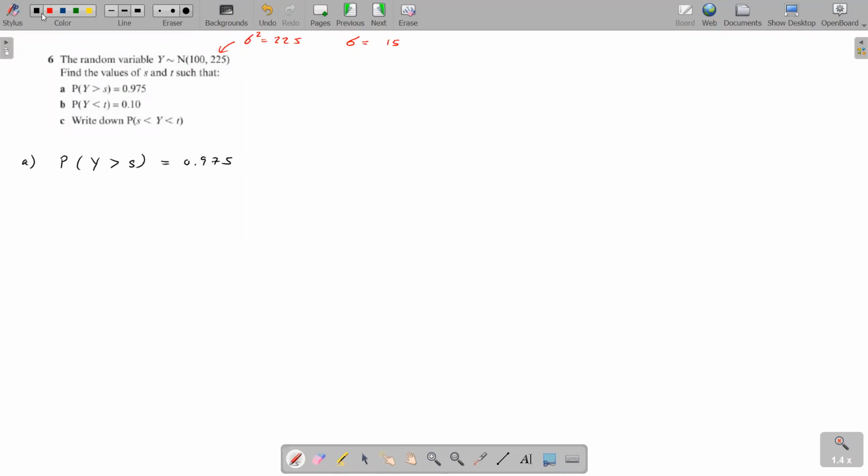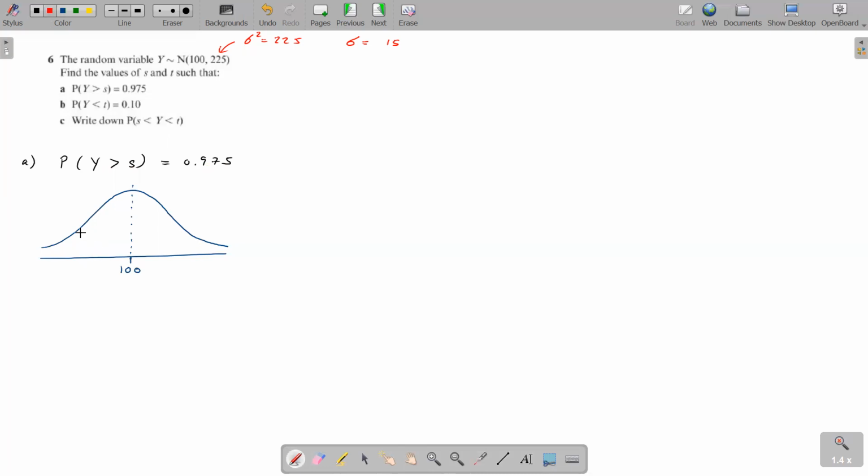Shall we mark this on the diagram? So how does this work? You have a normal distribution with mean 100, right? The mean is 100. So Y greater than? Greater than means you're shading the area to the right side, and that area has to be 0.975. 0.975 means it's more than half the area. So you have to make sure you're shading to the right side and it covers more than half.